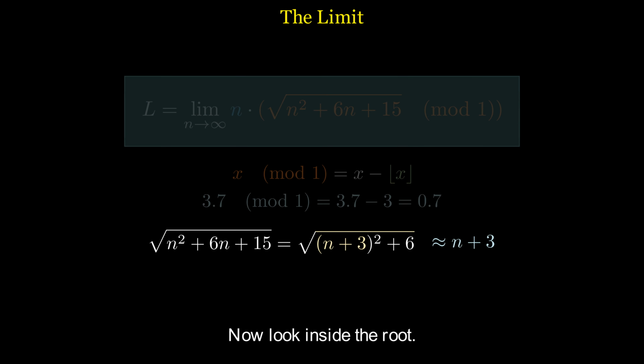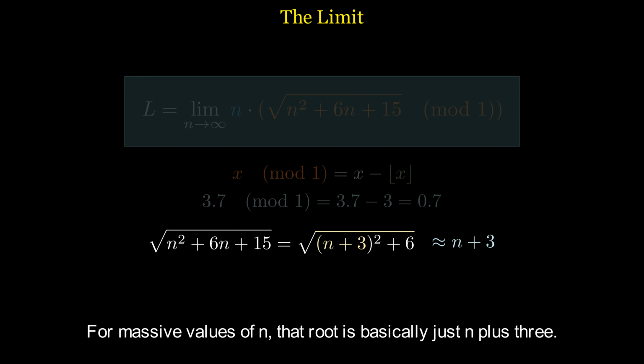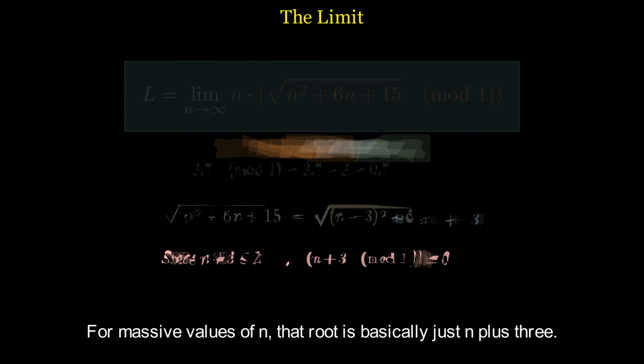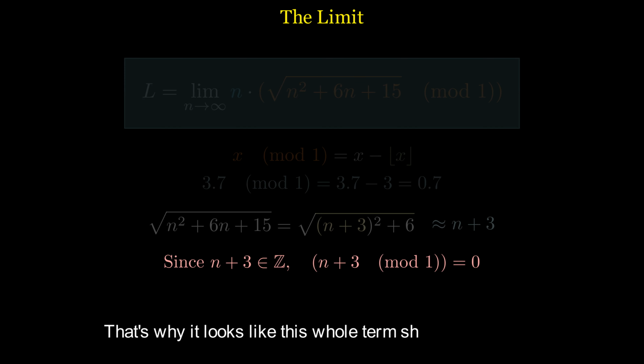Now look inside the root. If we complete the square, we get n plus 3 squared plus 6. For massive values of n, that root is basically just n plus 3. If n plus 3 is a whole number, its value modulo 1 is 0. That's why it looks like this whole term should just vanish.